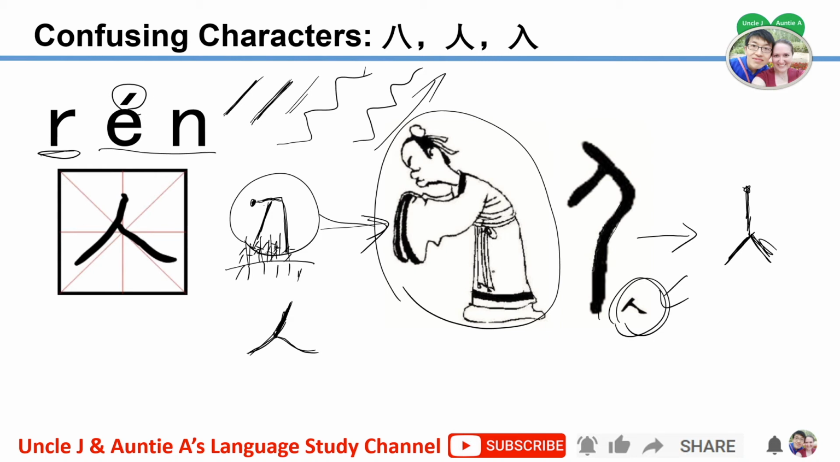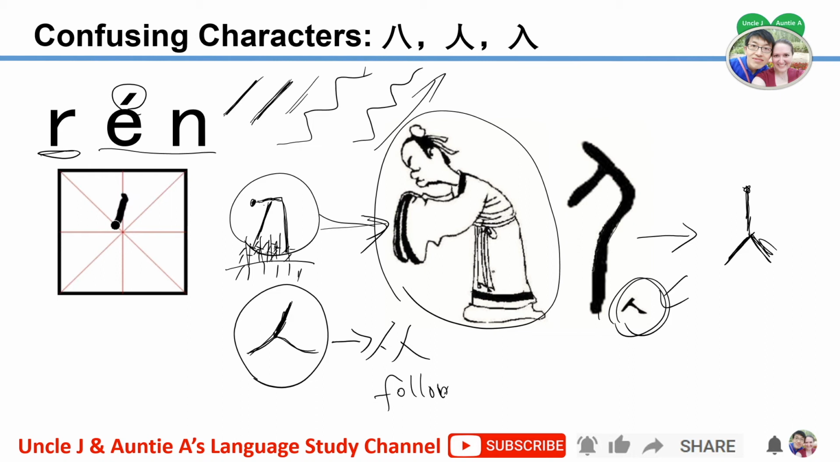Uncle Jay is going to show you some additional knowledge. In Chinese, there's a saying, 一人为人. One person is a person. 二人为从. Two persons are following each other. And 三人为众. Three persons are many. What does it mean? One person is a person. If you write down two persons, that means following, because one person is walking in the front and another one is following the first person. And 三人为众 means three persons are many. You can see one, two, three, many.